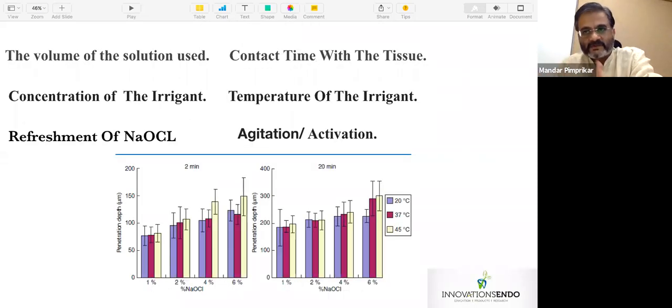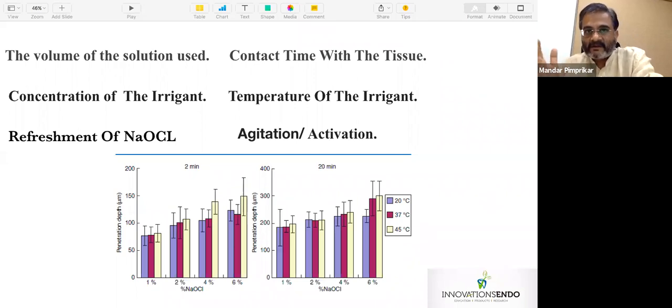Now, when you use sodium hypochlorite, there are a few factors that will affect its use. First is the volume of solution used. Now, Schilder used 39 ml of solution per visit. Now, if we are not Schilder, we can at least use 15 to 20 ml of solution per tooth per visit.